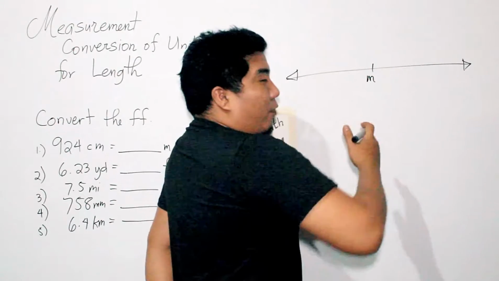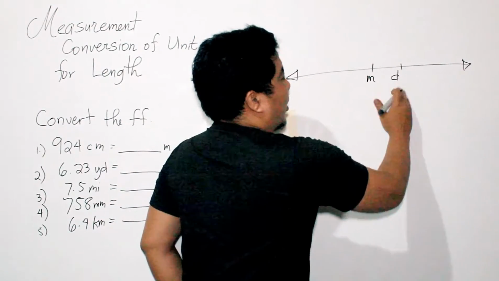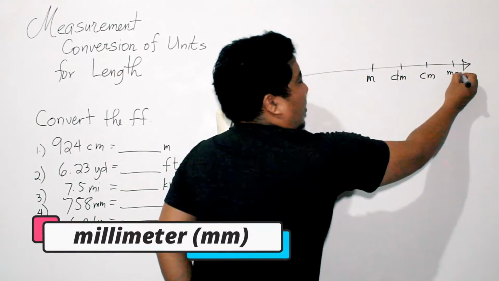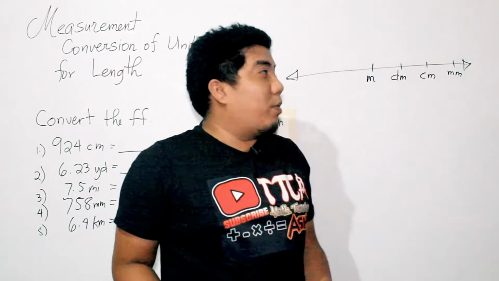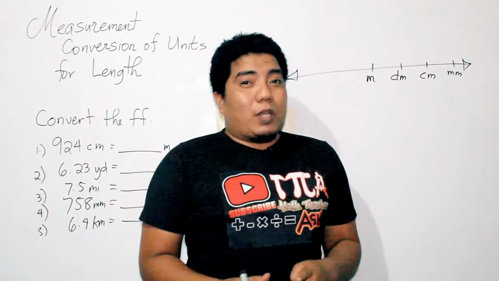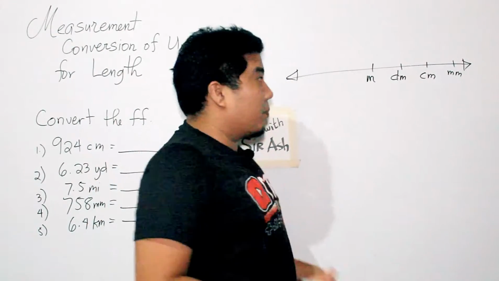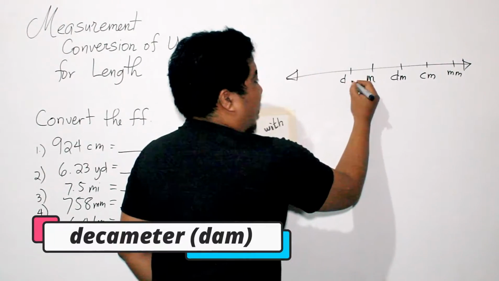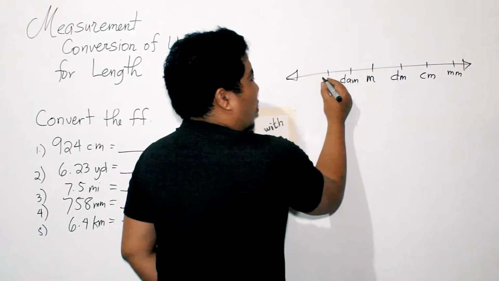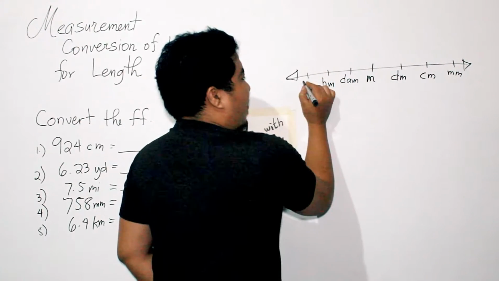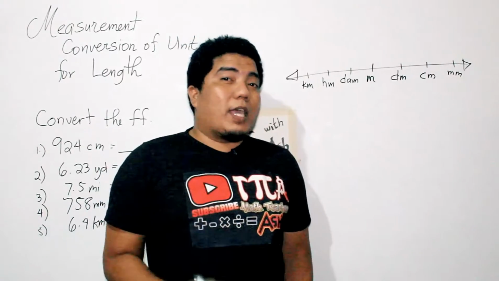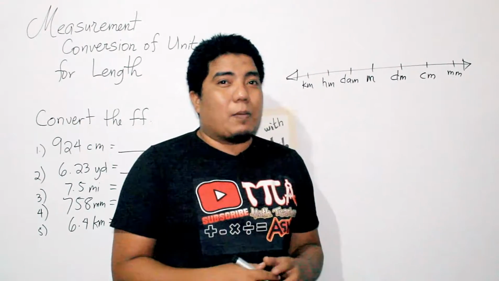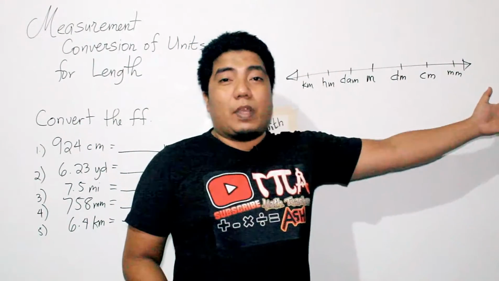Now, this meter, if you go smaller, you will first encounter the decimeter, then the centimeter, and the millimeter. Of course, centimeter and millimeter are very common for us because we can see them usually in our ruler. If we go bigger from meter, the first thing that you will encounter is the decameter, known as dam, and then the hectometer, and finally, the kilometer. Don't get me wrong, my dear math learners, there are a lot of units for length in the metric system. Basically, these are the most common things that we use.